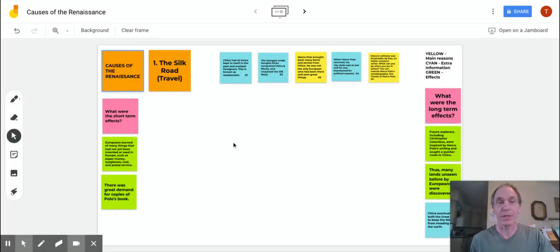We're taking a look at the causes of the Renaissance. And the Silk Road is the first item we're looking at here. If we look across the top here, there are five boxes. The ones that are in the color of cyan are a little bit of extra information, but still important.